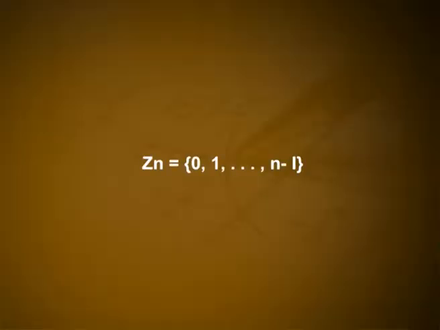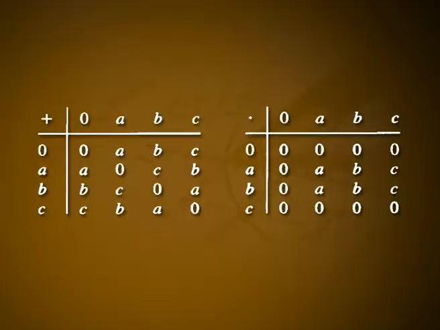Example: the set Z of integers under ordinary addition and multiplication is a commutative ring with unity 1. The units of Z are 1 and minus 1. The set Zn, equal to {0, 1, ..., n minus 1}, under addition and multiplication modulo n is a commutative ring with unity 1. The set of units is U(n). Let R be the set {0, a, b, c}. Define addition and multiplication by the Cayley tables.